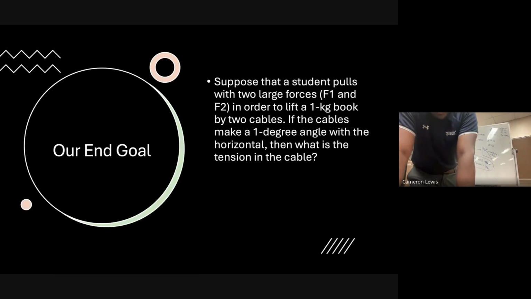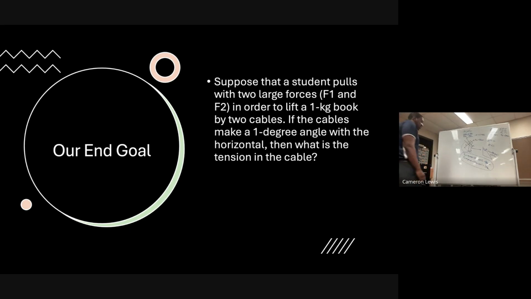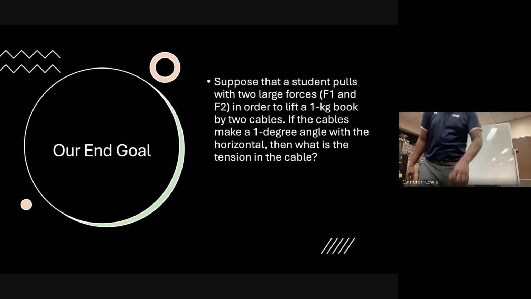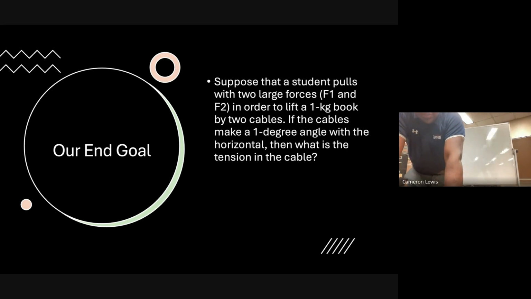With your brains fried, now we are at the end. This one is way easier than any of the ones we just did so far. This is the problem that is on your final exam. Suppose that a student pulls with two large forces in order to lift a 1 kilogram book by 2 cables. If the cables make a 1 degree angle with the horizon, then what is the tension in the cable?